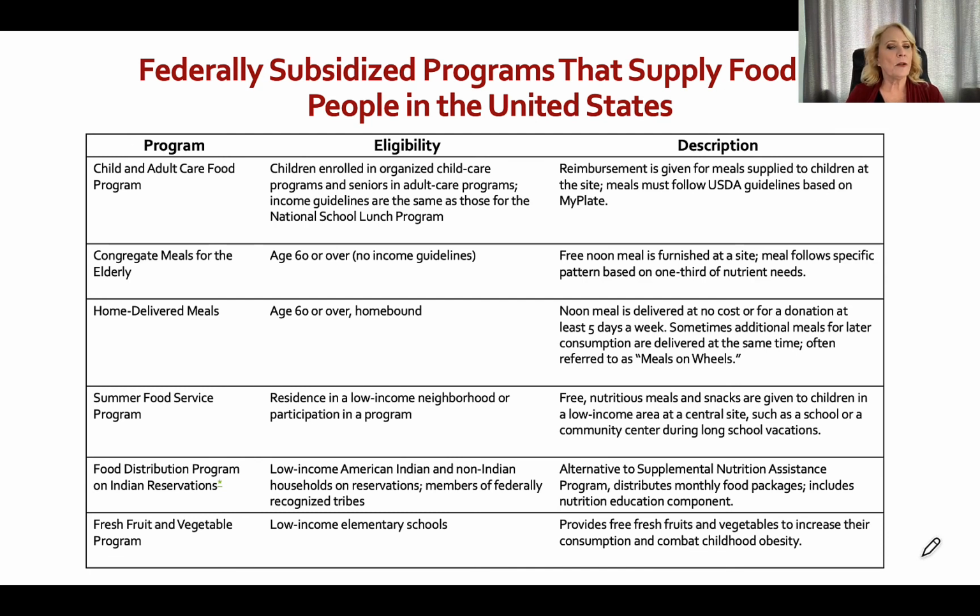There are different types of food distributions, especially, like I told you, on the Indian reservations and in very low income households. And a lot of those micronutrient deficiencies that I said really don't happen in the United States, well, they do happen on the Indian reservations. So you'll see unusual nutrient deficiencies because there's such high poverty there. And then, of course, there are some programs to supply fresh fruits and vegetables to low-income schools.